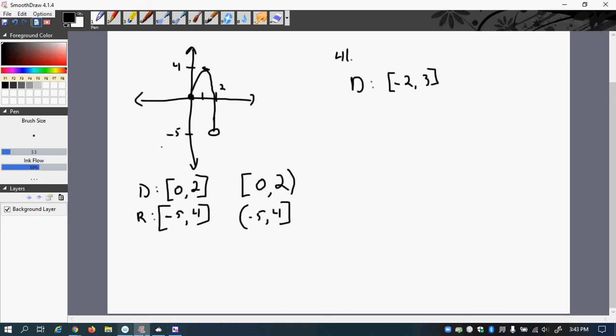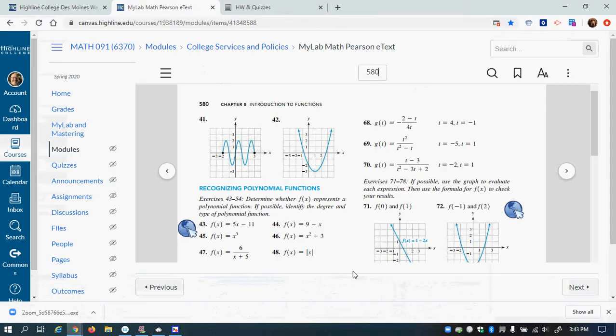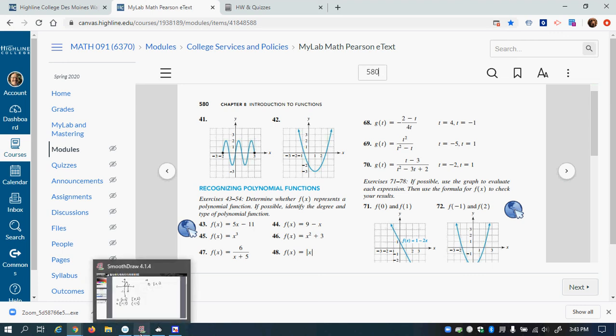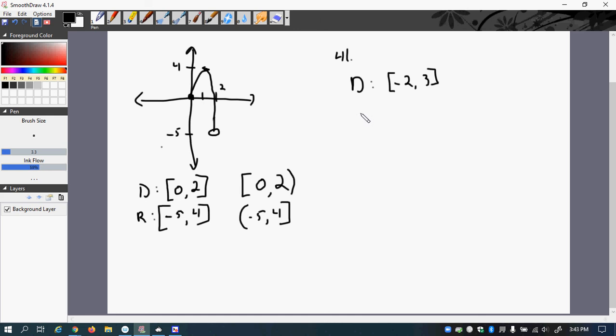And then for the range, it would be as low as -2, and it goes as high as 2, because the range is the y, all the y values. So for that one, for the range, it'd be -2 to 2.